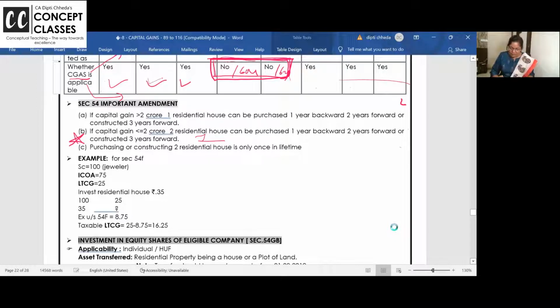Section 54F. Suppose sale consideration is 100. You have sold jewelry. Index cost of acquisition is 75. And you are getting long-term capital gain 25. Now, you invest in the new residential house 35. Now listen. Put your pens down and look at the screen. What have you sold? Jewelry. What did you buy? Residential house.